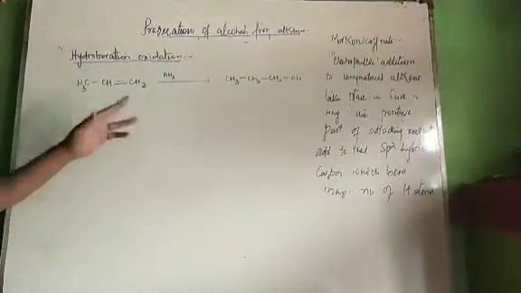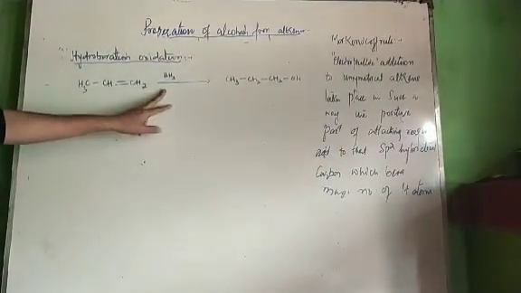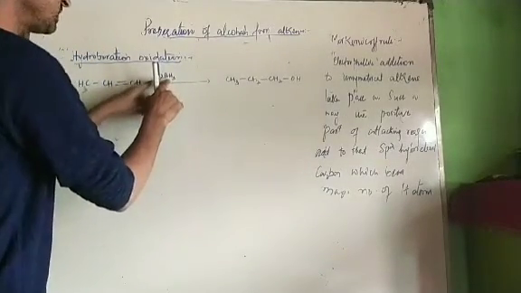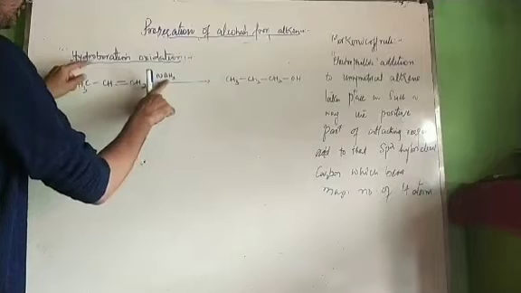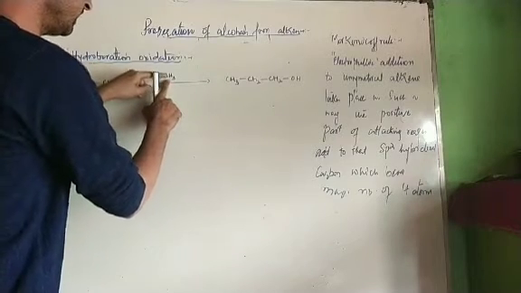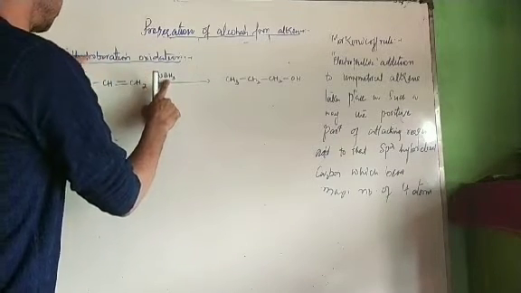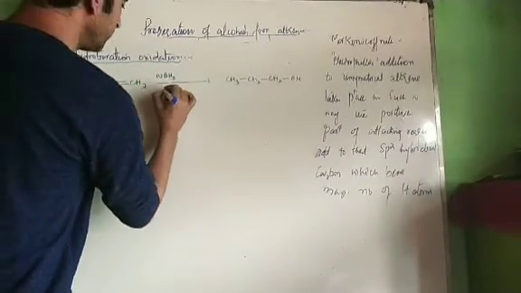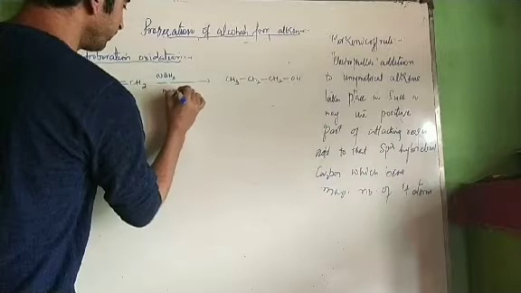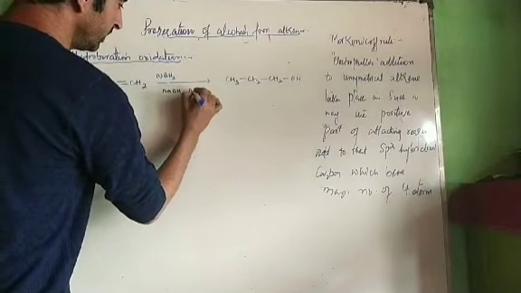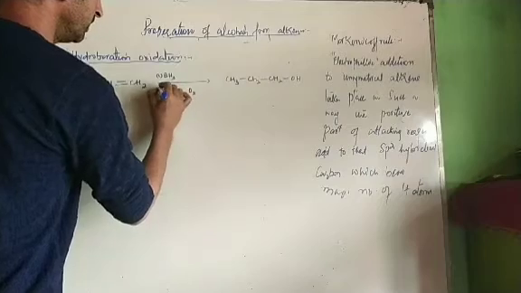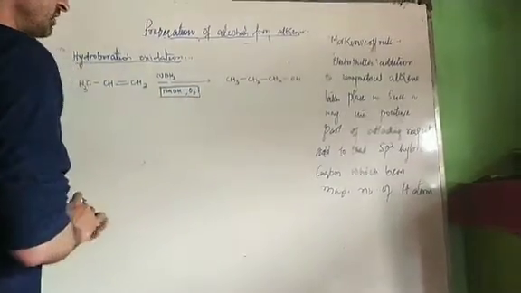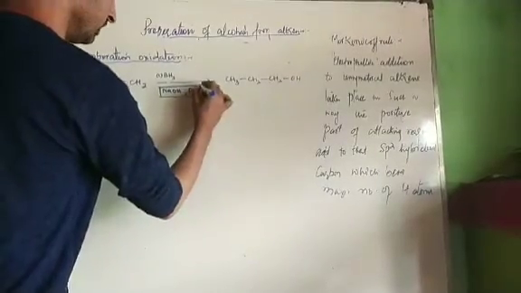Now, hydroboration oxidation is carried out in the presence of BH3. The first step is addition of boron. That's why the reaction is called hydroboration: this is boron hydride, a hydride of boron. In the next step, oxidation takes place with the help of NaOH and O2. It forms hydrogen peroxide with NaOH, and we can use water as well: NaOH, O2 or water.